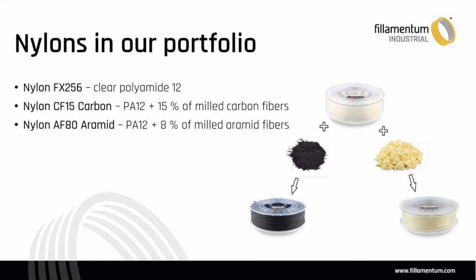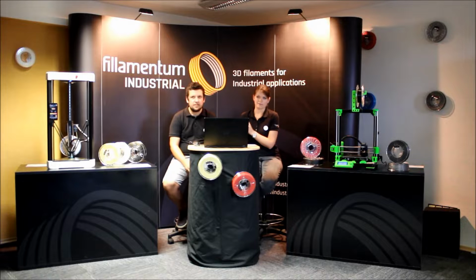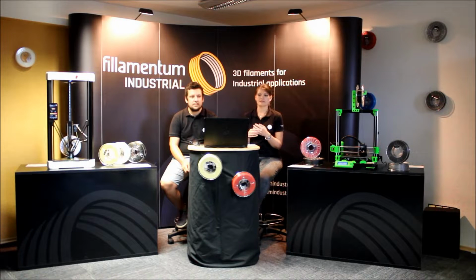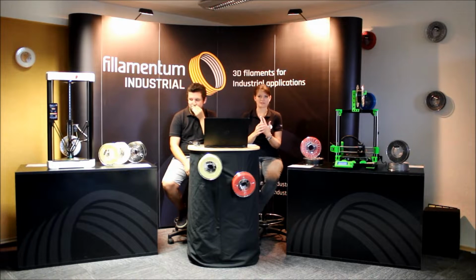In our portfolio, we can find 3 types of nylons. Nylon FX256 is clear polyamide 12. We have filled it with milled carbon fibers to achieve nylon CF15 carbon, and with milled aramid fibers to achieve nylon AF80 aramid. Then we get materials that have higher pressure resistance, higher wear resistance, nice surface of the printed object, and higher stability of processing by 3D printing.